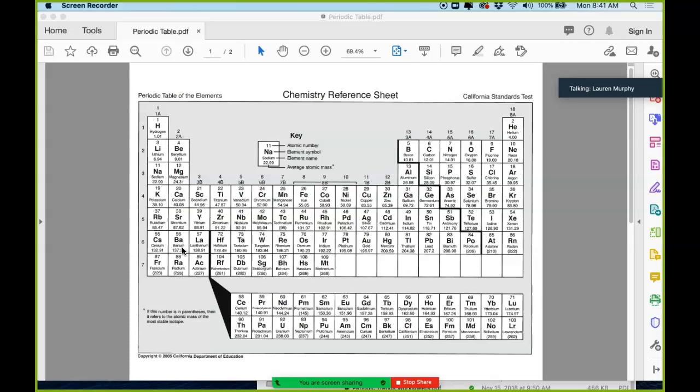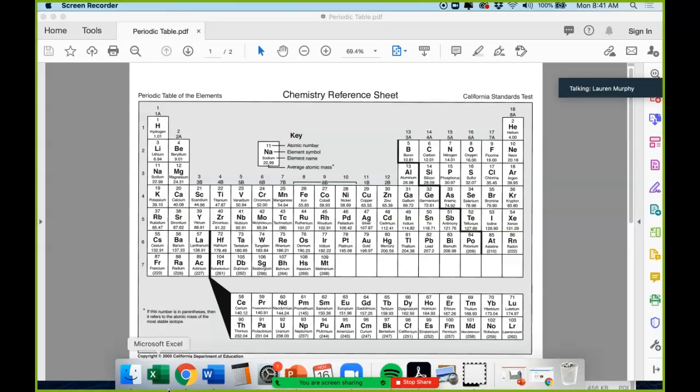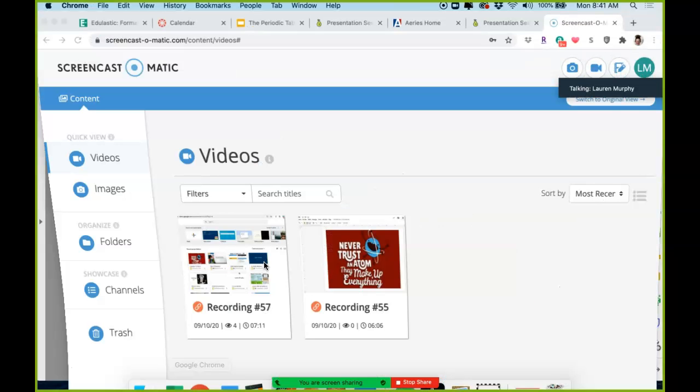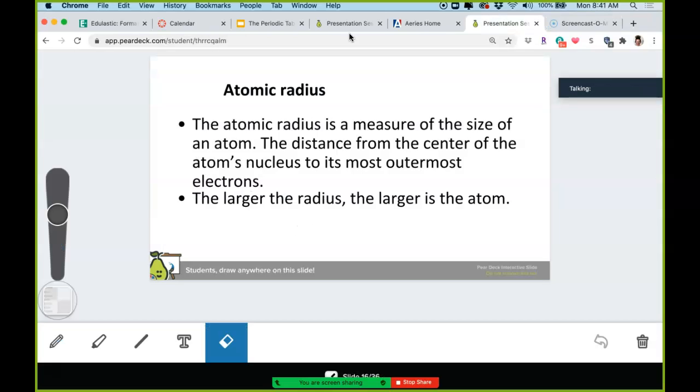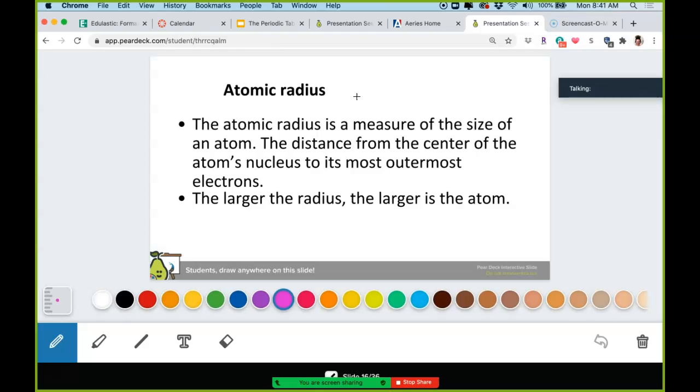But we're going to start with periodic trends. And the first trend we're going to talk about is atomic radius. So, okay, radius, like in math, is you have a circle, right? And you have the middle of the circle out to the end of the circle. That's your radius, right? So when we do it in this chapter, we're talking about atomic radius.